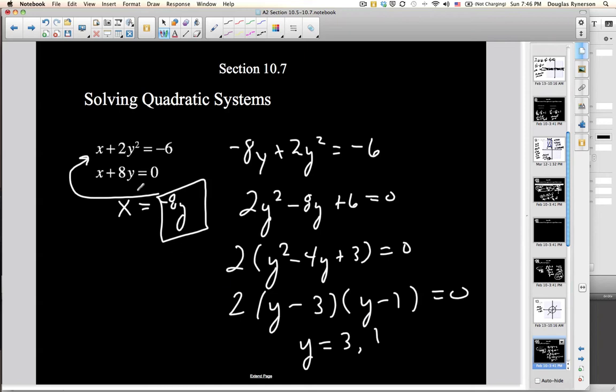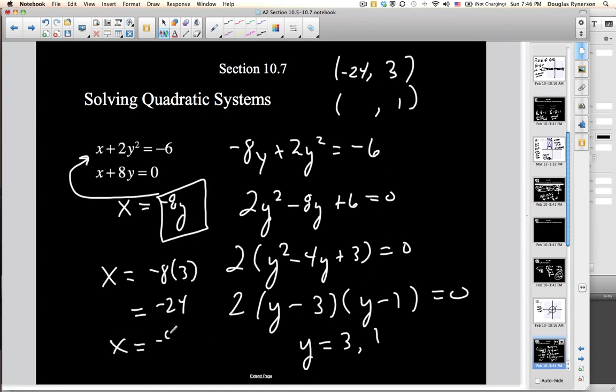And if I take these values and plug them back up into my other equation, so I know, oops, excuse me, those are y values, not x values. Y could be 3, and y could also be 1. When I plug them into x is equal to negative 8y, I'll be able to find those. So x would be equal to negative 8 times 3 when y is 3, so that would be negative 24.